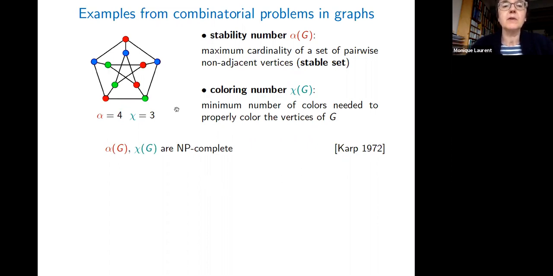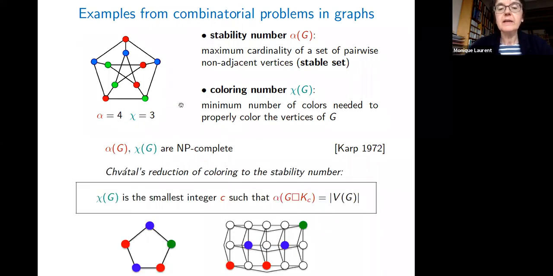So here on the Petersen graph, the 4 red vertices form a stable set. They are pairwise non-adjacent. They form a stable set of size 4, and that's the maximum possible. So the stability number is 4. And we have partitioned the vertices into 3 color classes. Each color class corresponds to a stable set, and that's the smallest possible number. So the coloring number is 3. So these two parameters are hard to compute.